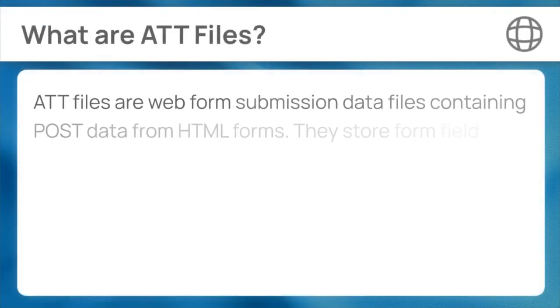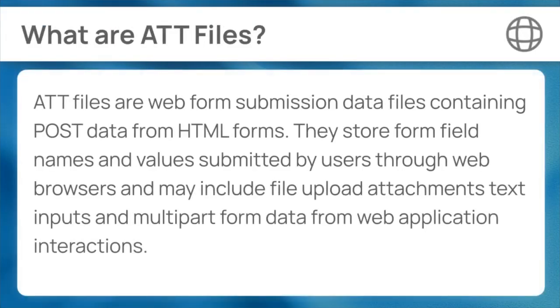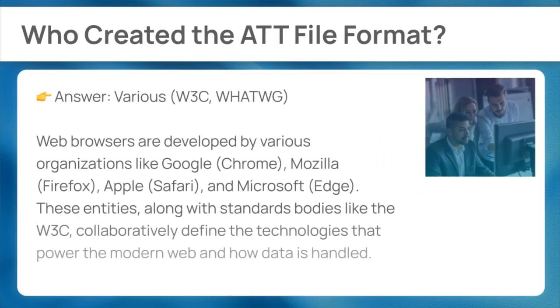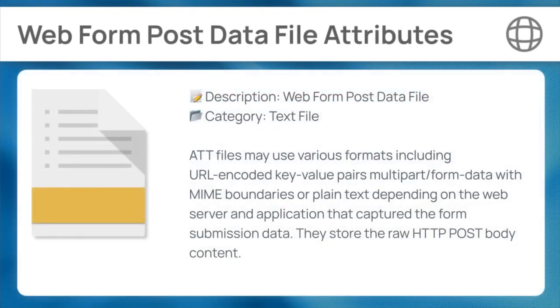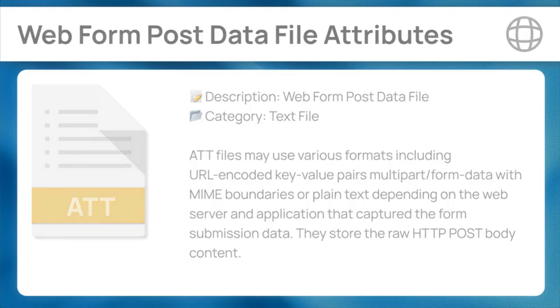ATT files are web form submission data files containing post data from HTML forms. They store form field names and values submitted by users through web browsers and may include file upload attachments, text inputs, and multipart form data from web application interactions. ATT files may use various formats, including URL-encoded key-value pairs, multipart form data with MIME boundaries, or plain text depending on the web server and application that captured the form submission data. They store the raw HTTP post body content.